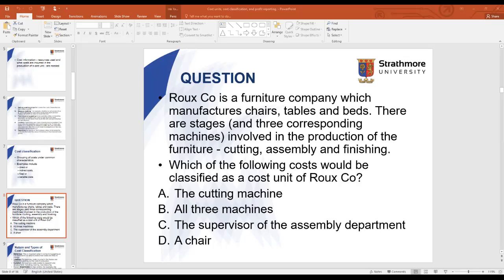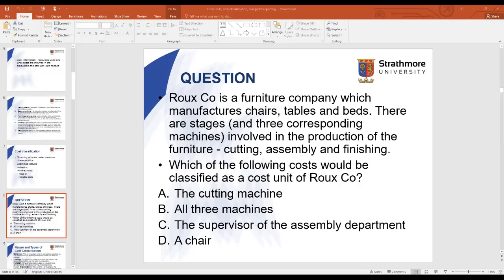Well, I think I've given the answer. C, all three machines. Sorry? B. B for boy. D. D for dog. Or B for boy. Boy or dog? Okay.